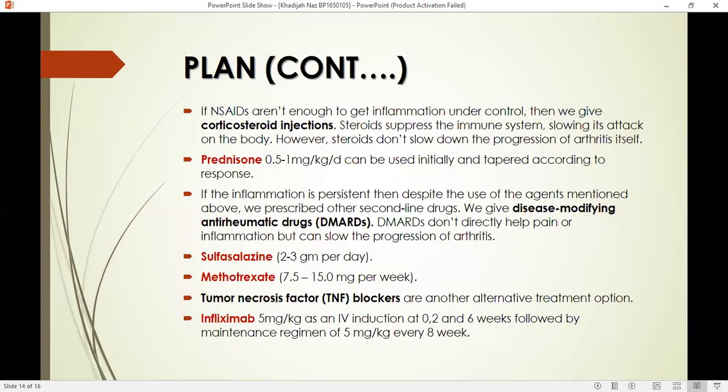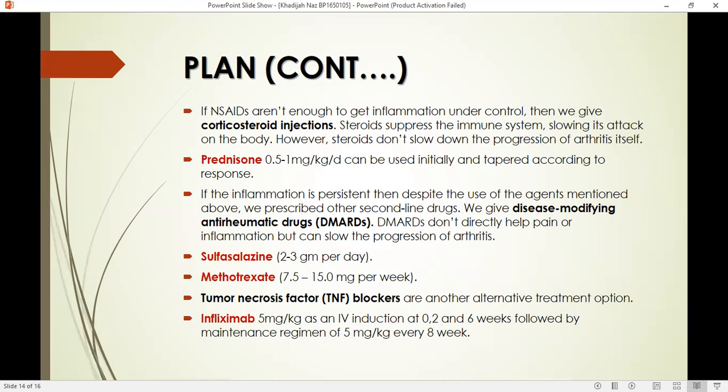If NSAIDs aren't enough to get the inflammation under control, then we will give corticosteroid injection. Corticosteroid injections basically don't slow the progression of arthritis itself, but they suppress the immune system. In corticosteroids, we give prednisone, and the dose is 0.5 to 1 mg per kg per day as an initial dose.